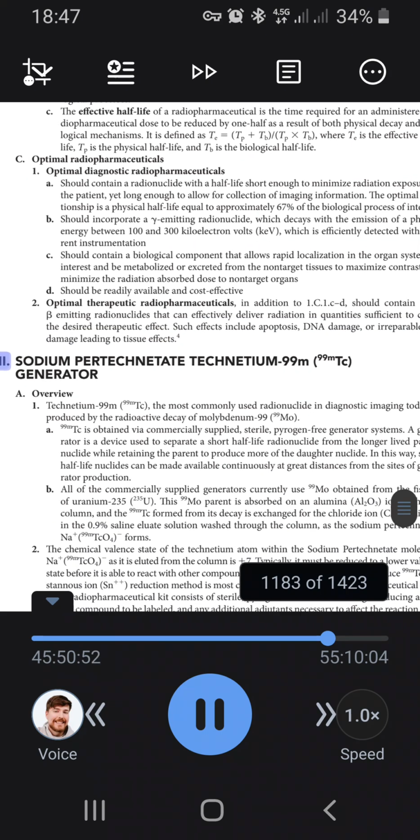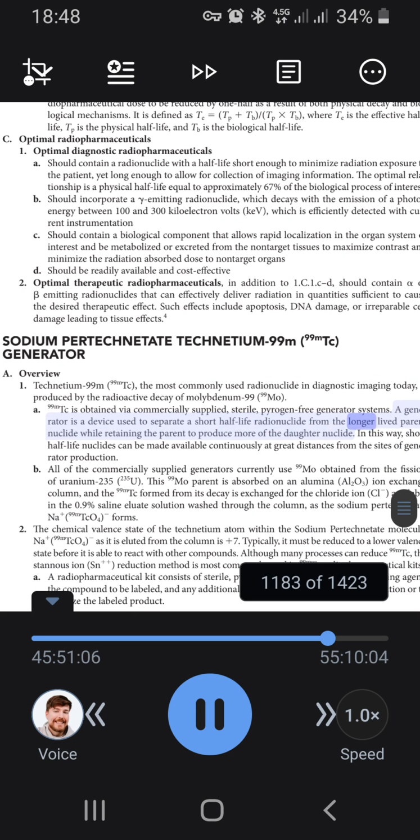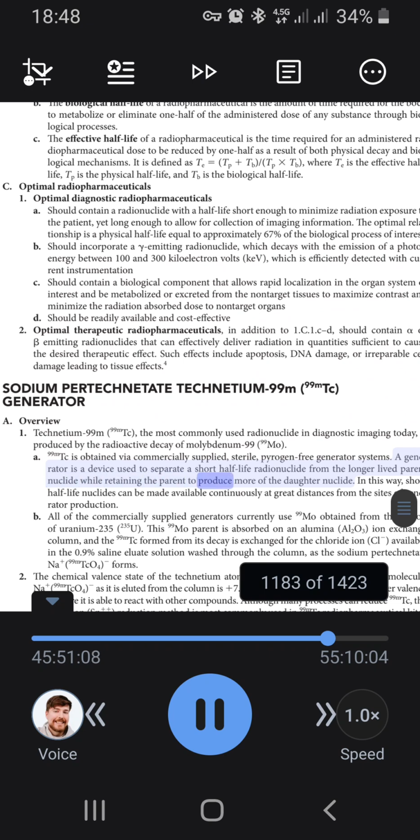II. Sodium pertechnetate technetium-99m (99mTc) generator. A. Overview. 1. Technetium-99m (99mTc). The most commonly used radionuclide in diagnostic imaging today is produced by the radioactive decay of molybdenum-99 to 99mTc. A. 99mTc is obtained via commercially supplied, sterile, pyrogen-free generator systems. A generator is a device used to separate a short half-life radionuclide from the longer-lived parent nuclide while retaining the parent to produce more of the daughter nuclide.